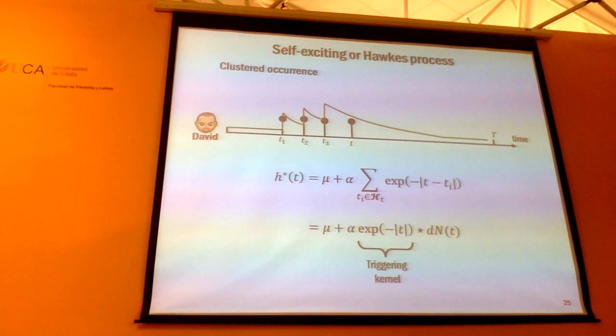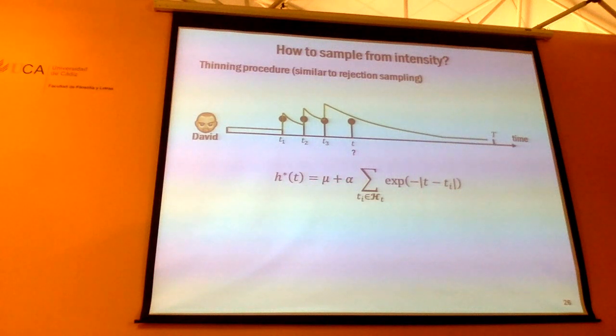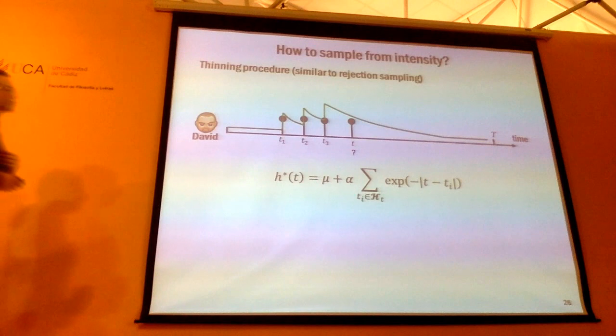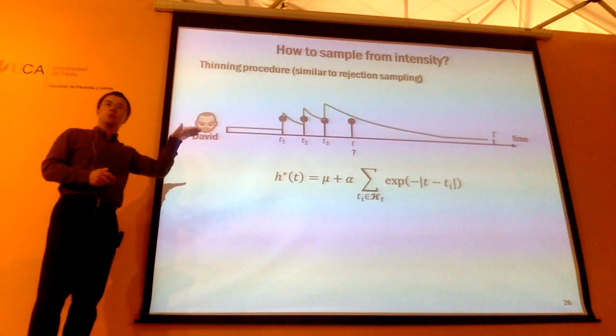process, you might also want to sample these processes from the model, right? So you can actually use something called rejection sampling or thinning to sample from it, as long as you're able to sample from a homogeneous Poisson process.